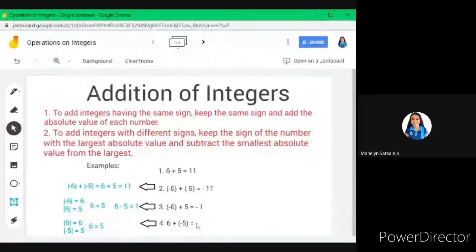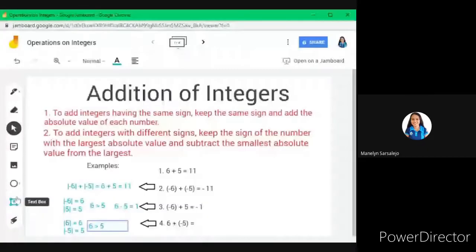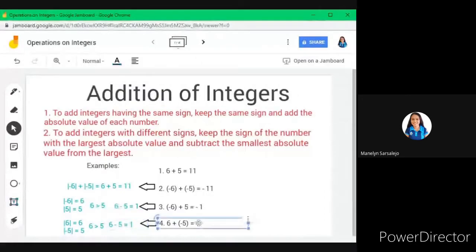So the greater number is 6. So we copy the sign of 6 which is positive, but basta positive, dili na nato kinahanglang suwaton ang positive nga sign. Okay, so just remember nga ang 6 mas dako, so positive atong answer. So we subtract 6 minus 5 is 1. So our final answer is positive 1.